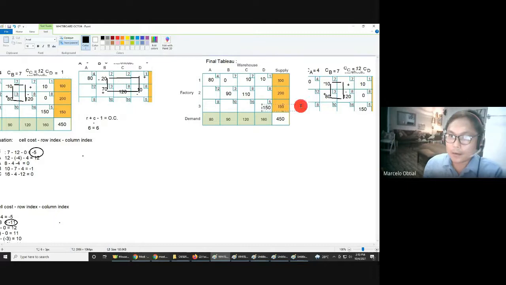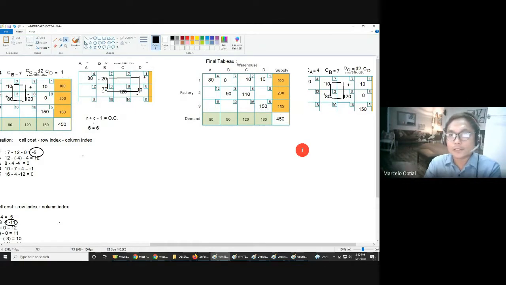150. Okay. So, just to check if there is anything wrong, just double check, no? Add. 100, correct? 90 plus 110, correct? 200, no? 150, correct? Vertically, correct? 160. Okay? So we're good na.